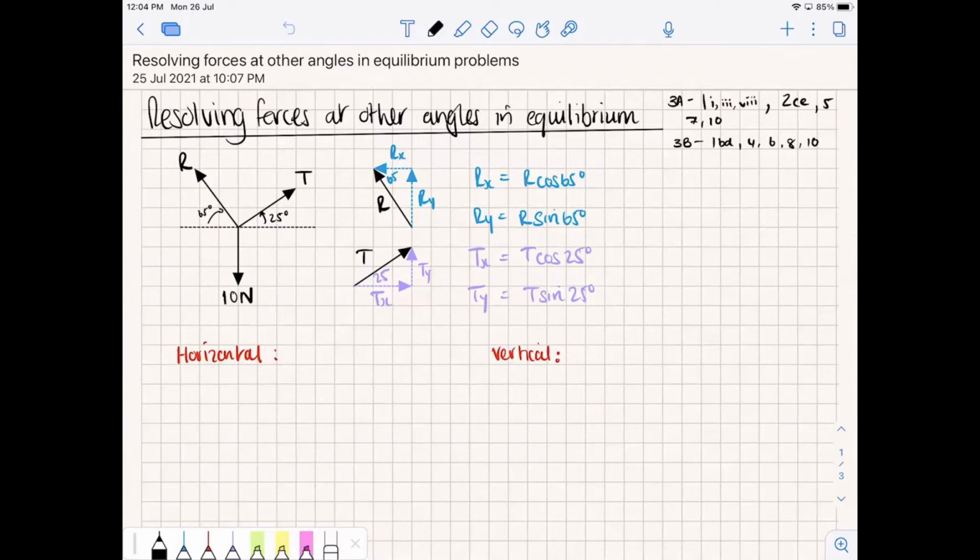I want you to consider this problem here that we've got, okay? And we're going to look at an alternative way of resolving forces, okay? So we have, for the past 2 weeks now, been looking at forces in the vertical.